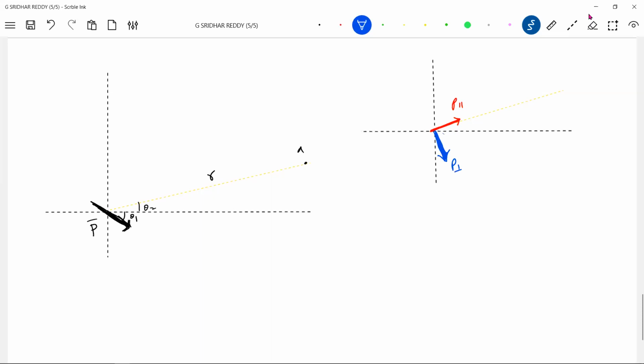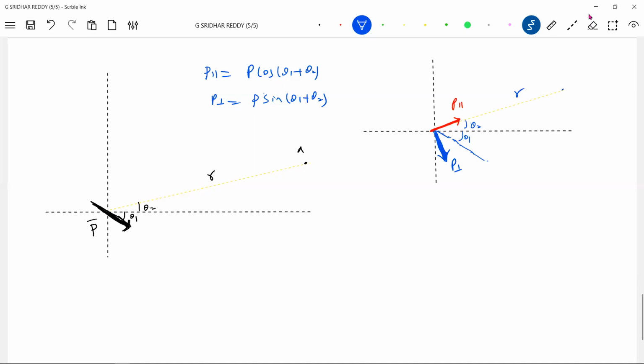This angle, we know how much this angle is? It was theta 1, theta 2, no? This is the reference line. So what is P parallel? P parallel should be equal to P cos(theta 1 plus theta 2). P perpendicular will be P sin(theta 1 plus theta 2).